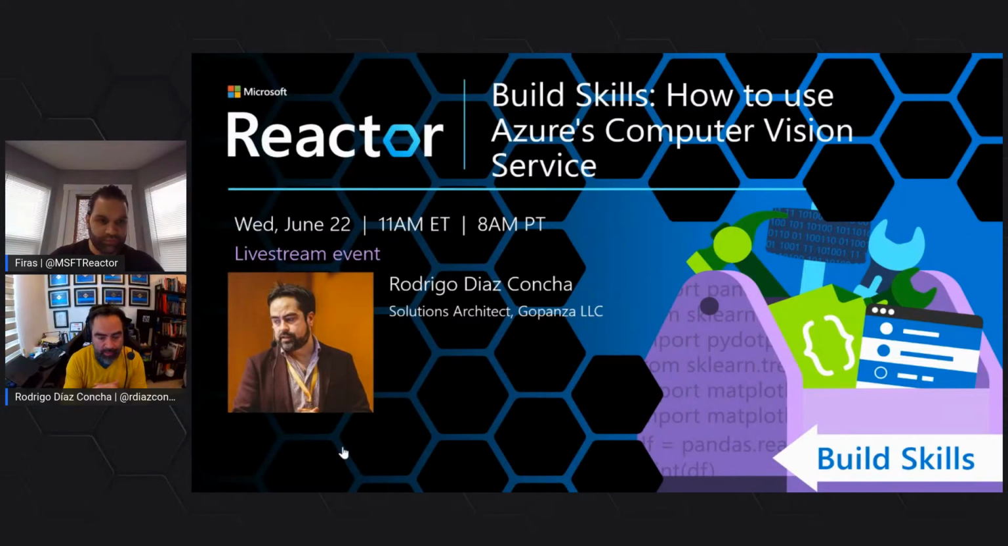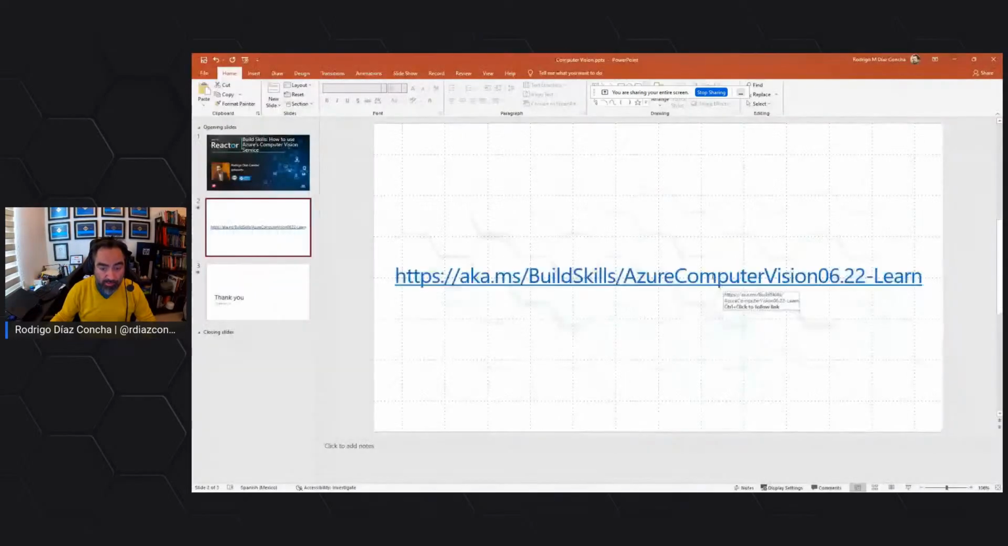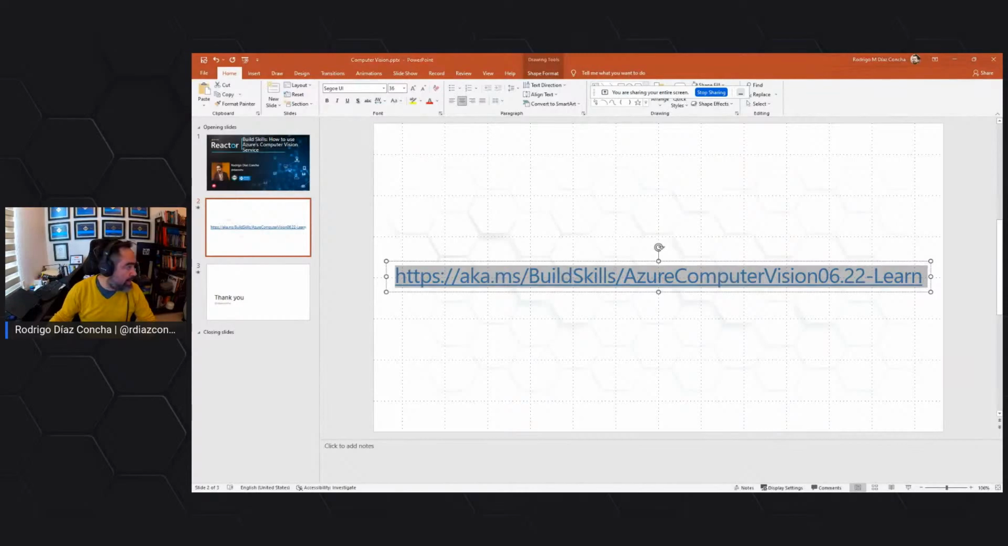Okay, thank you, Firas, and thank you everyone for joining me on this session where we're going to talk about the Azure Computer Vision Service, which comes from the Azure Cognitive Services. As Firas said, I'm Rodrigo Diaz Concha. I'm a Microsoft Regional Director and also a Microsoft MVP since over a decade. So this is wonderful because I'm going to explain to you how to use this computer vision technology to analyze images. And actually, this session is going to be based on the following learning path that we have in Microsoft Learn. So let me show it to you right now.